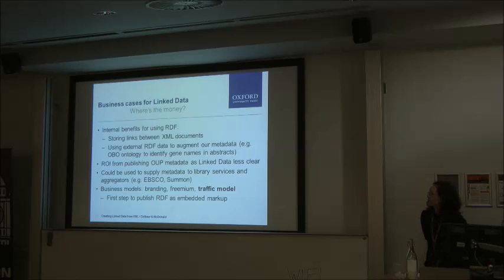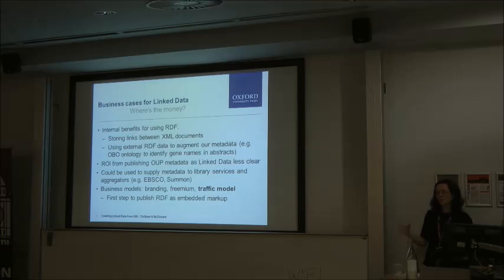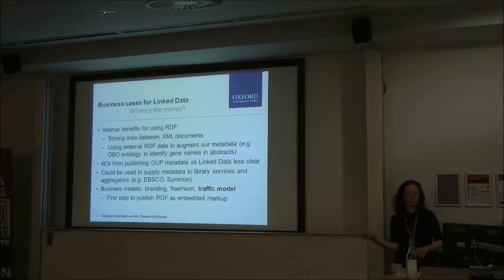However, one of the problems with it is it's quite hard to see what the business models are for OEP. We can really see the internal benefits of RDF, storing links between XML documents, and using external RDF to augment our metadata. One example of that is the Open Biological and Biomedical Ontology, OBO, which identifies gene names, and we would like to be able to use that to identify gene names in abstracts. But the return on investment for publishing linked data is less clear.